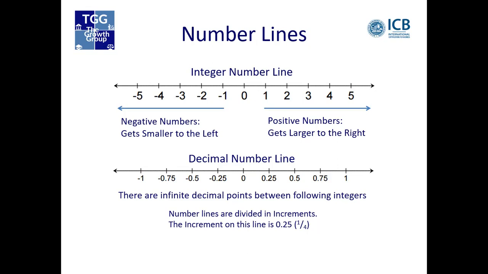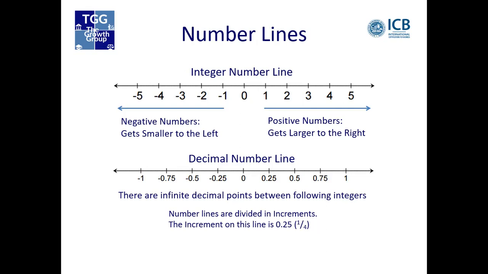Then the second number line I've showed you there underneath is the decimal number line. Now the decimal number line just goes from -1 to 1. Okay, and what I'm showing to you there is that there are infinite decimal points between following integers. So I've just given you the quarters there, 0, 0.25, 0.5, 0.75, and their negatives. But really, in between any of those decimals, I would be able to add another decimal. So that's why we mean infinite, means it doesn't stop. There are infinite decimal points between following integers.